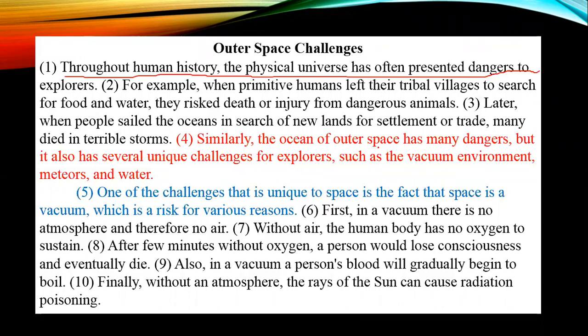So this is what we are going to talk about. The other sentences, number 1, 2, 3, are all explanations narrowing down to this main point we are talking about. So it starts with a general statement on the top, the first statement. Throughout human history, the physical universe. It doesn't talk about the outer space. Physical universe often presented dangers to explorers. Then it gives some examples of those physical universe dangers. And then we have later when people sailed the oceans, this is also not our topic. But we are talking about the oceans, and it is comparing it with the ocean of outer space.